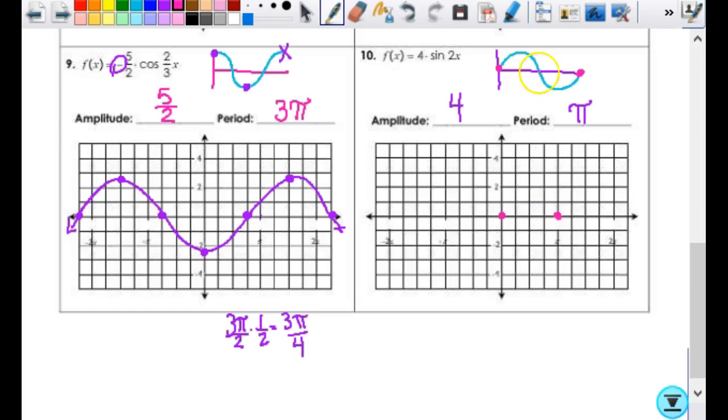Then don't forget to do the one in the middle. And halfway in between is right here. So now I have my 3 intercepts. Then halfway in between these two, it's a maximum. There's no reflection, so it really is a maximum. My amplitude is 4. So halfway in between, I go up 1, 2, 3, 4. Halfway in between these two, I go down 1, 2, 3, 4. There are my 5 anchor points.